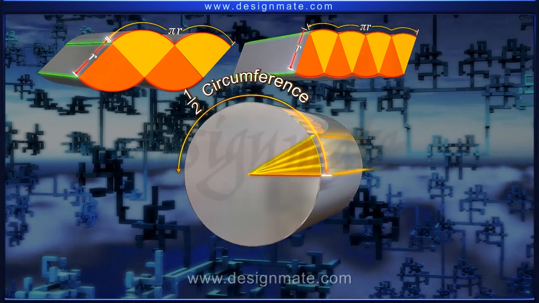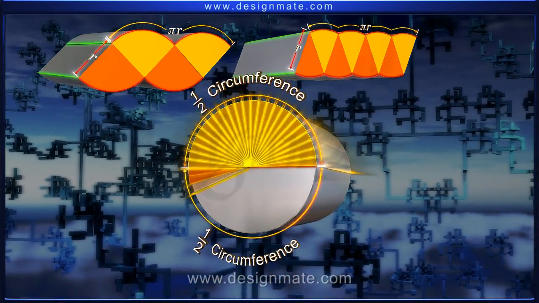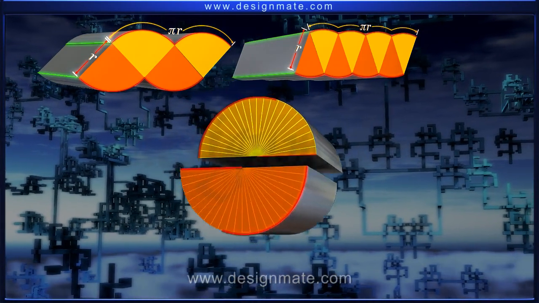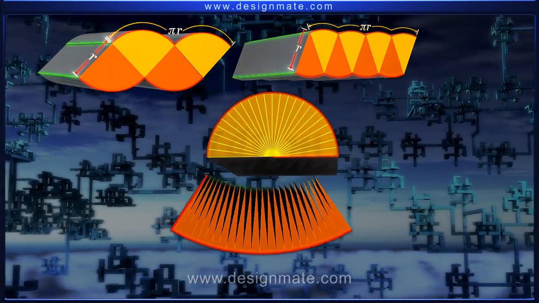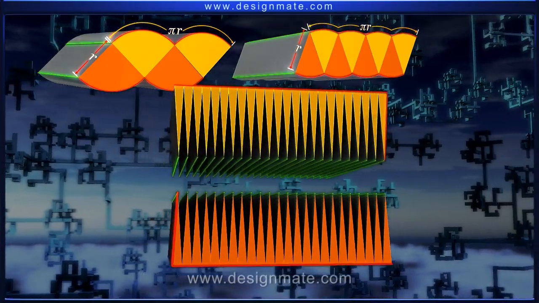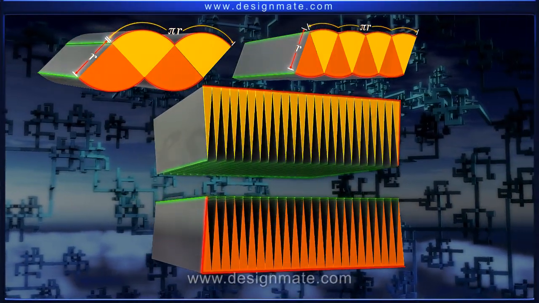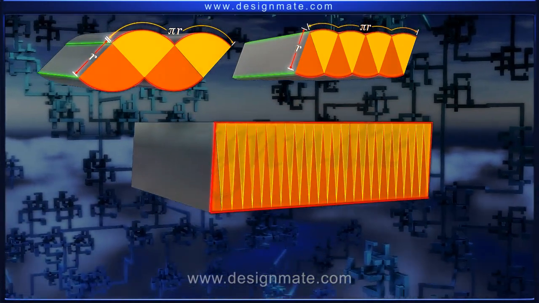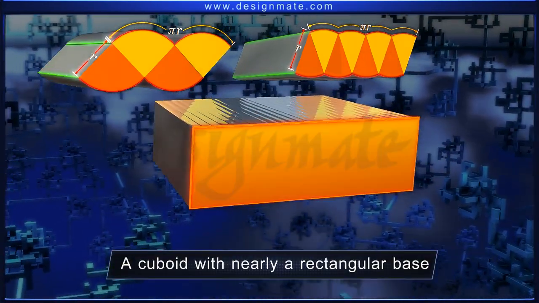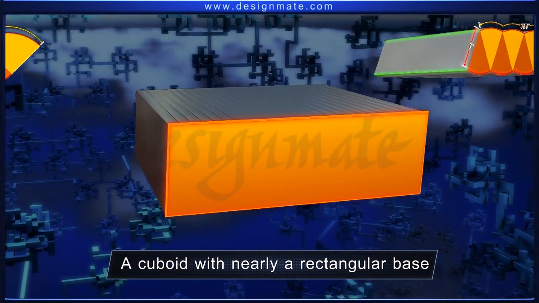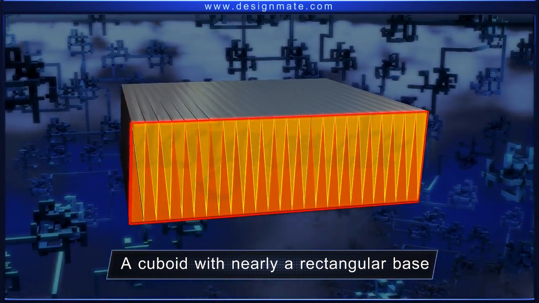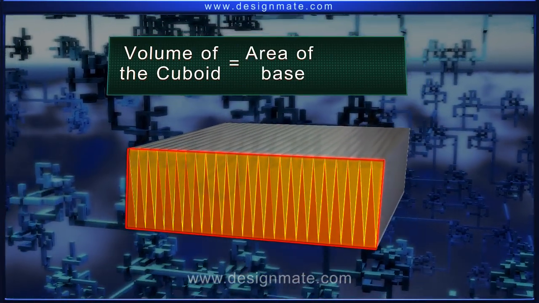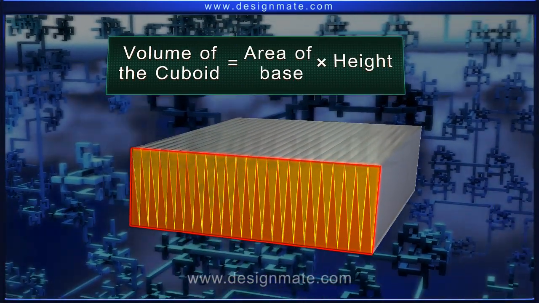Now assume that the cylinder is cut into an infinite number of parts, with equal sectors at the base. Arrange half the pieces with edges up, and the remaining half with their edges facing down. Now, we can clearly see that the object obtained looks like a cuboid, with a nearly rectangular base. The volume of the cuboid is equal to the area of base times height.